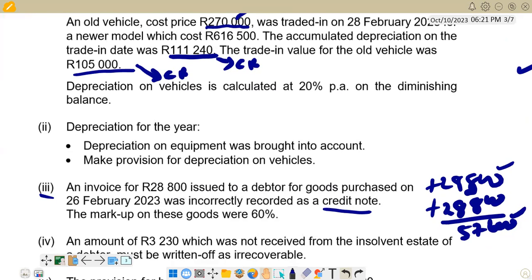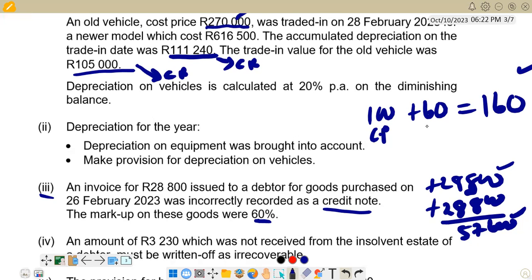So to find the cost price of these goods, we are told that the markup is 60%. So the issue is we have 100% as the cost price, then we add the markup of 60%, then you get the selling price, which is 160. So this is the cost price, and this is the markup. We add the markup here, and we get the selling price. So the issue that we have here is that we want the value of the cost price, and what we know is we are given the figure for selling price, which is 160.